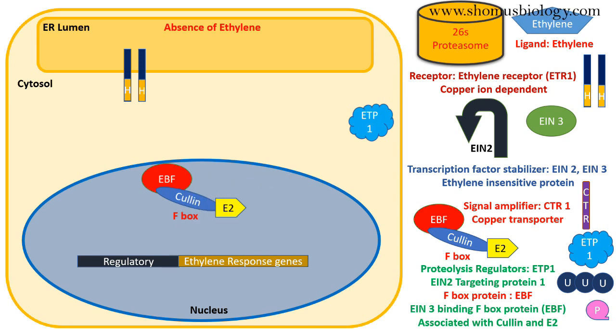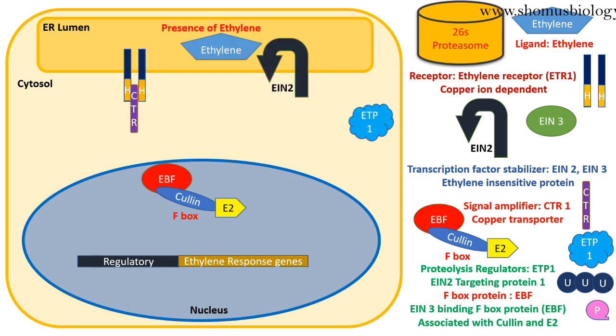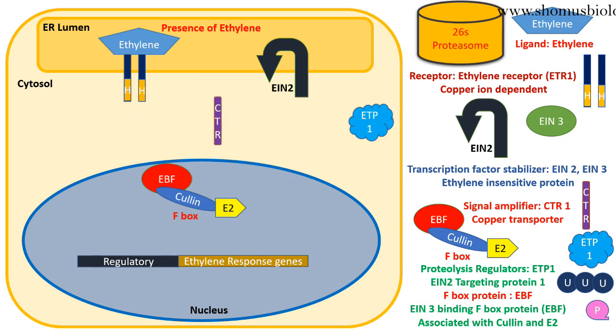So as a result, there is neither EIN2 nor EIN3 present for signaling and activating the ethylene response genes. So ethylene response gene transcription is totally inhibited in the absence of ethylene. Now let's see what happens in the presence of ethylene. In the presence of ethylene, the ethylene will bind to the ethylene receptor, ETR1, and as a result the CTR is cleaved out of the ETR1 receptor.